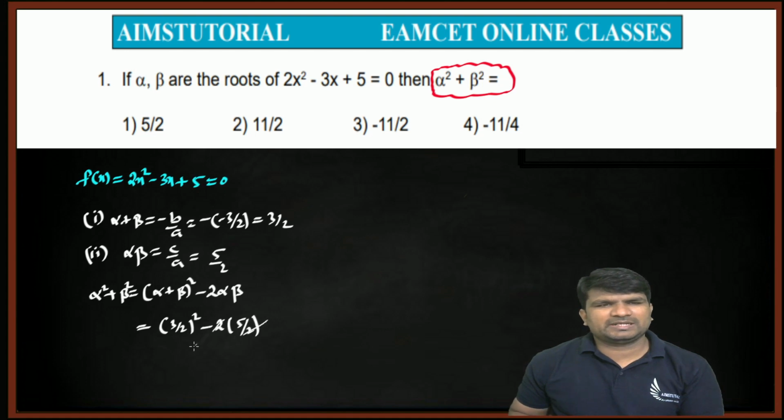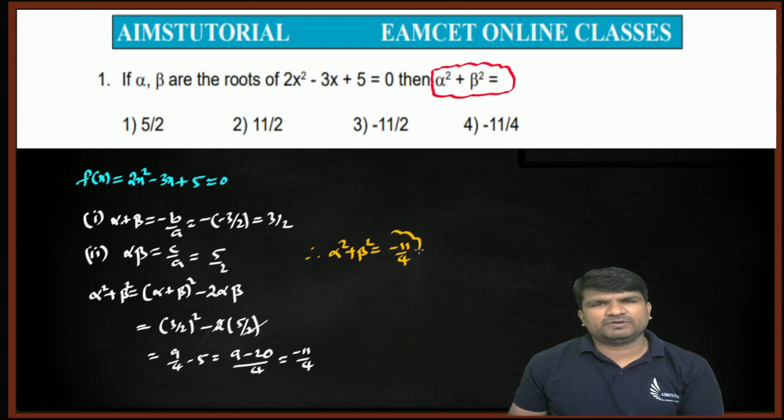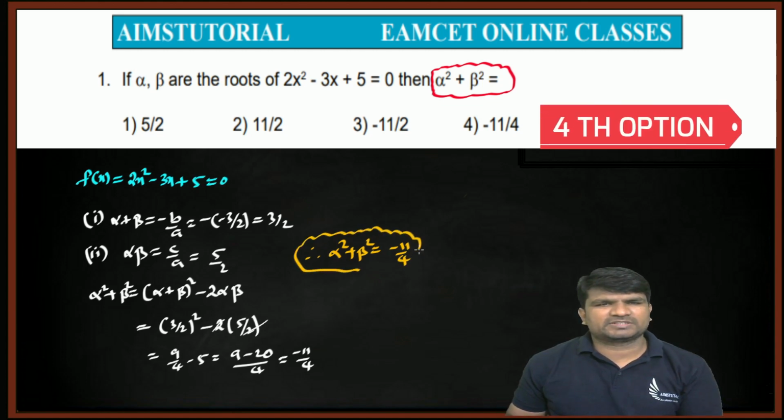So here 2 gets cancelled. 3 3s are 9 by 4 minus 5. If you cross multiply, 9 minus 5 4s are 20, divided by 4. 9 minus 20 is minus 11 by 4. Therefore, our alpha square plus beta square equals minus 11 by 4. Is any option there? Yes, the fourth option is the right option.